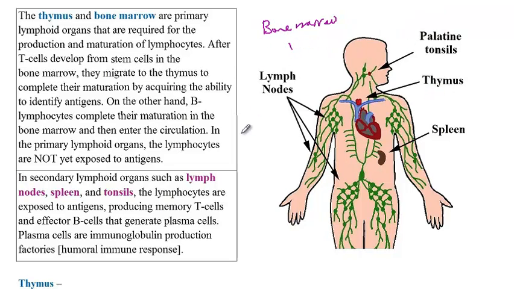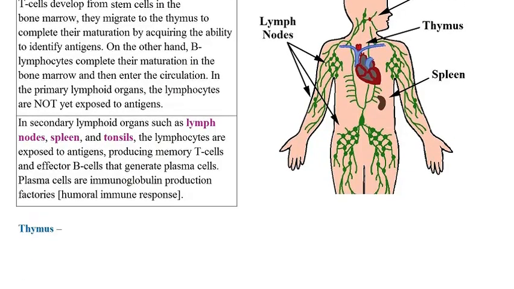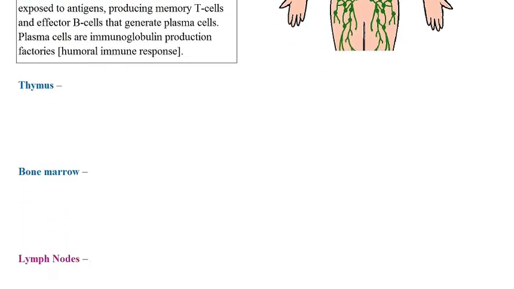Now these lymphocytes need to at some point get exposed to antigen and mount an immune attack. And those sites where they get exposed to antigens are called secondary lymphoid organs, which includes the lymph nodes, spleen, and tonsils. So let's go over these structures in a little more detail.